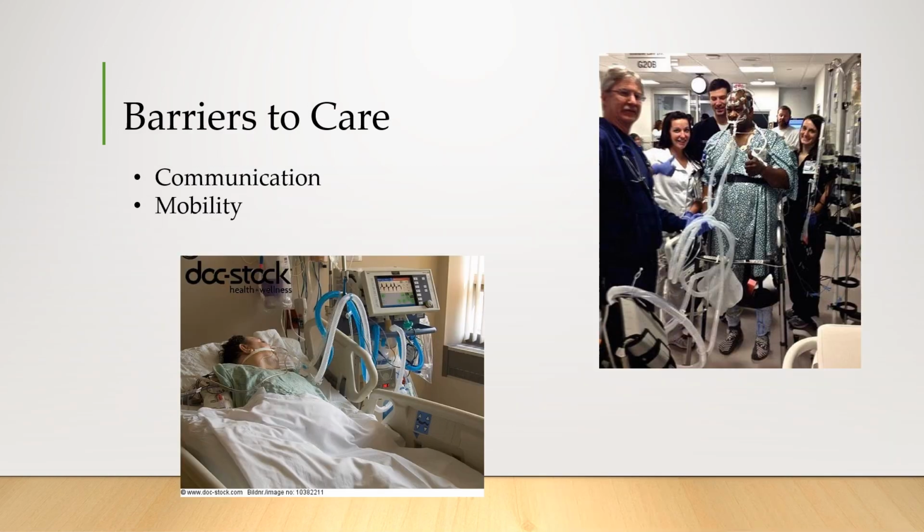So barriers to care, mobility. It's going to be hard to get the patient up and moving, though I have gotten a patient up and moving while they are still ventilated. You can do it. It's easier if they're in a BiPAP or CPAP, but all the machines do have to come with, obviously. And communication is a barrier.